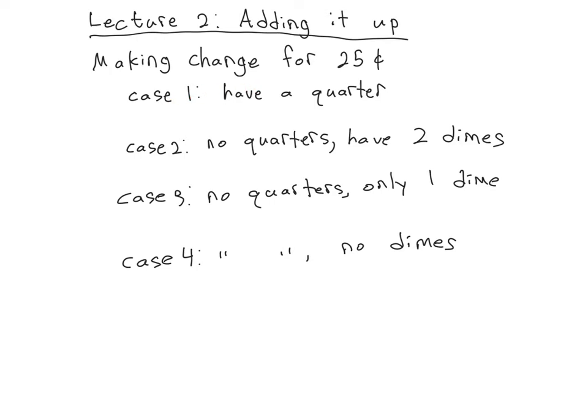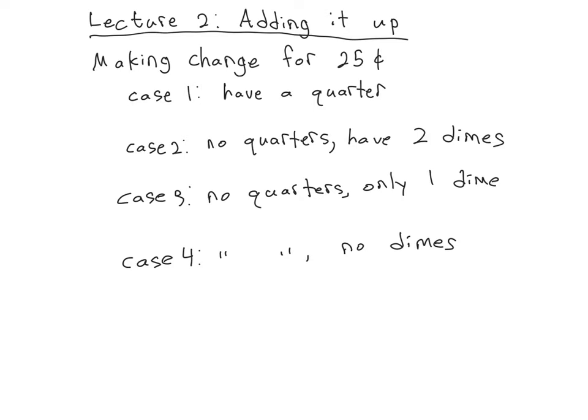And so after case 1, the second case would be, suppose you have no quarters, but you have at least 2 dimes. You can always make change using 2 dimes, and then you see that adds up to 20 cents, so you'd have to give change for the remaining 5 cents using nickels or pennies. Of course, you could also be in the case where you have only 1 dime and no quarters, or you can be in the case where you have no quarters or no dimes.